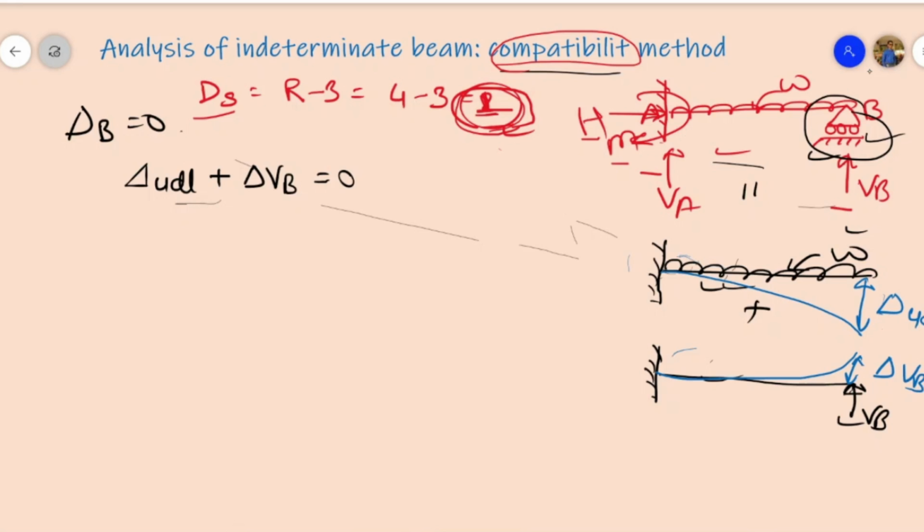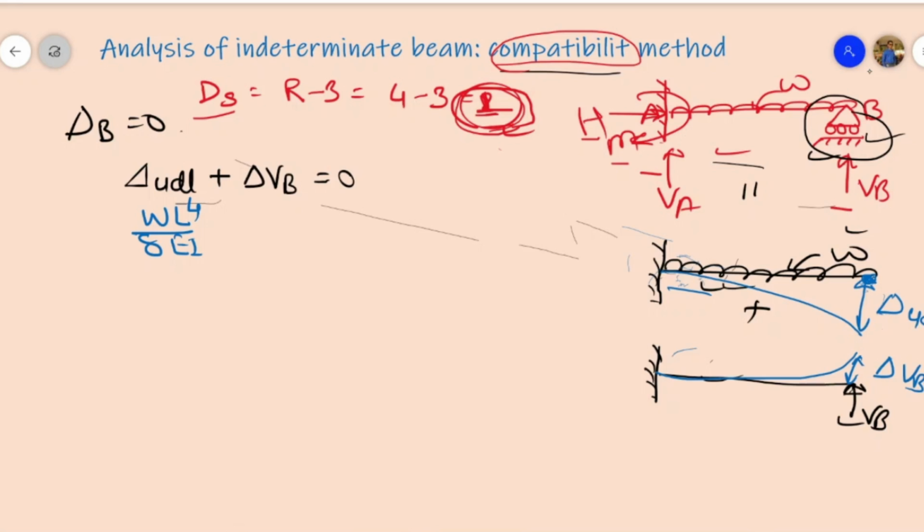I am telling you one important thing you should remember: when a cantilever beam is loaded with UDL, the net deflection at the free end, at this point, will be how much? It will be equal to, I am writing here, WL to the power 4 upon 8 EI. So this is the standard case, from the slope and deflection method.